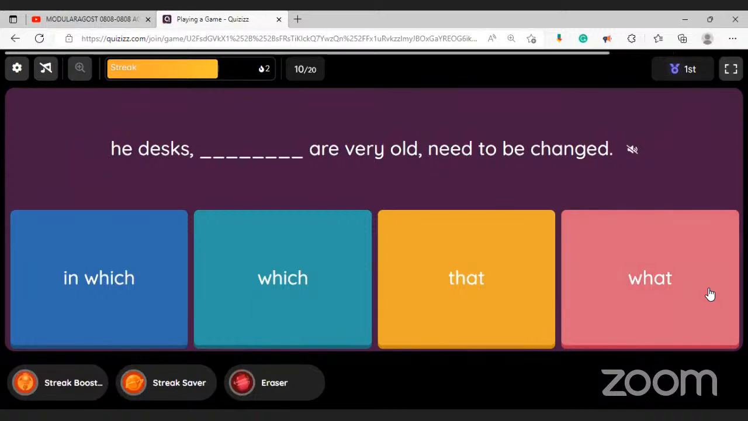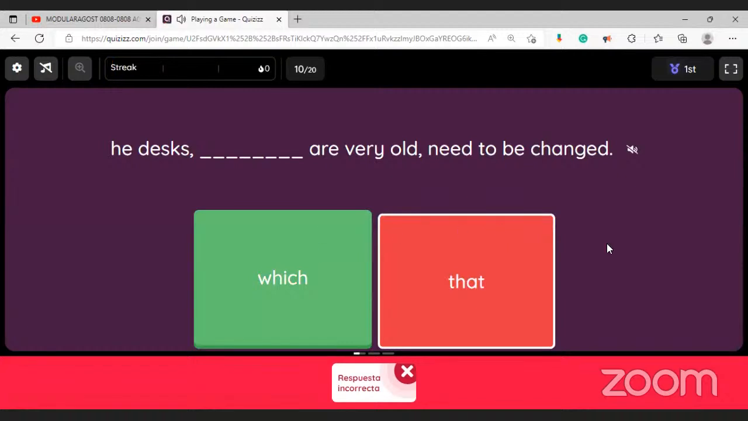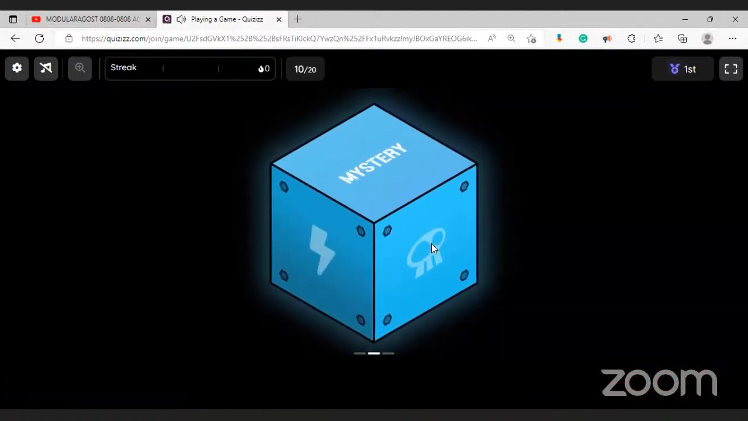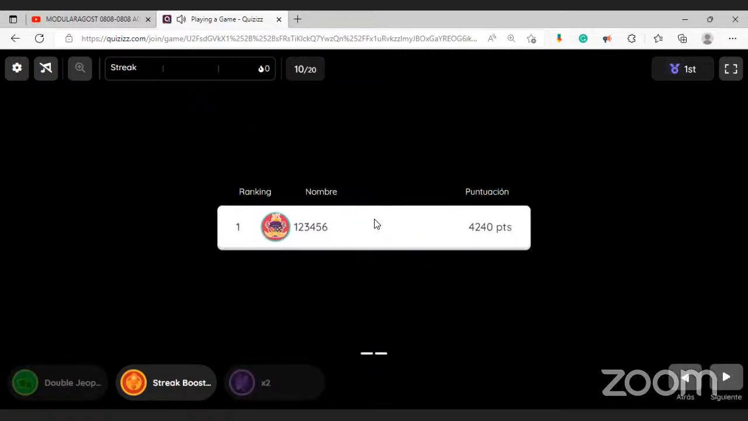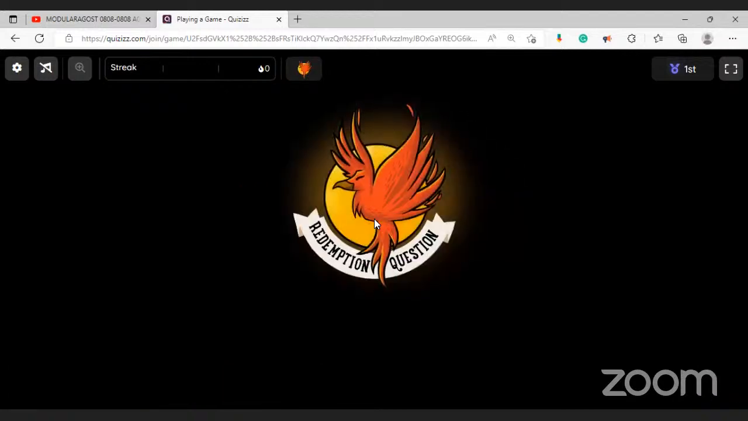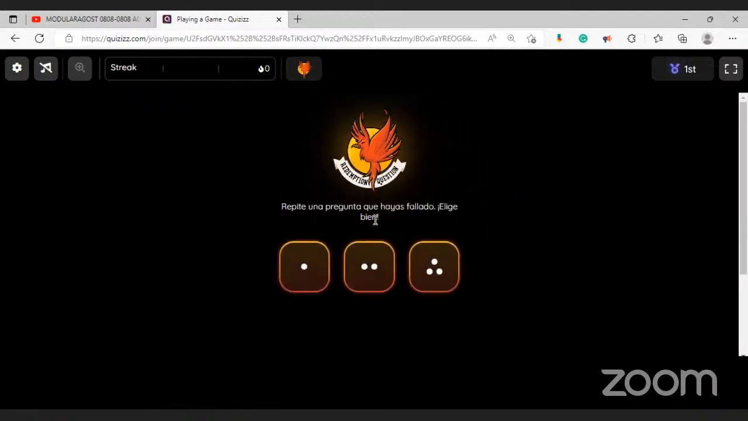His desks are very old. His desks, I think, está mal acá, ¿no? His desks are very old, they need to be changed. That? Which? Okay.